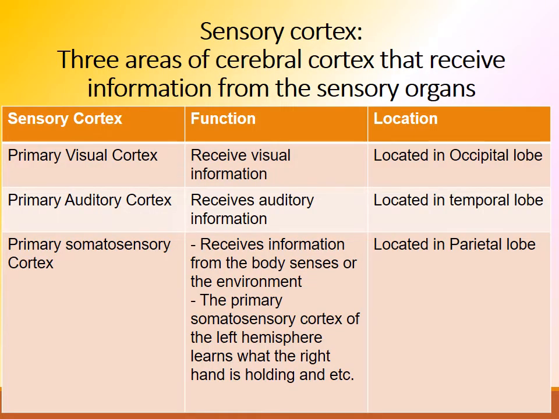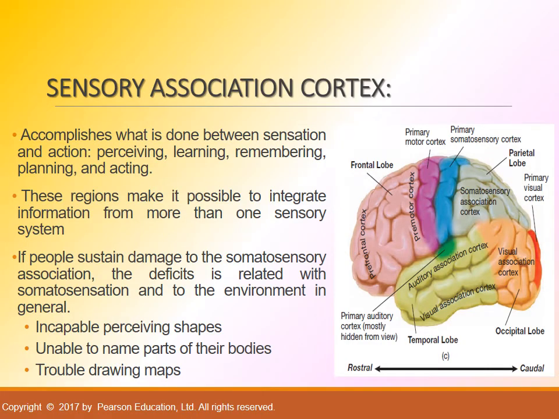So this is the summary of each sensory cortex that I mentioned just now: the primary visual cortex, auditory cortex, and also somatosensory cortex. I also briefly mentioned the main function and the location of the three main sensory cortices. As you can see in this slide, the three main sensory cortices and the primary motor cortex occupy only a small part of our cerebral cortex.